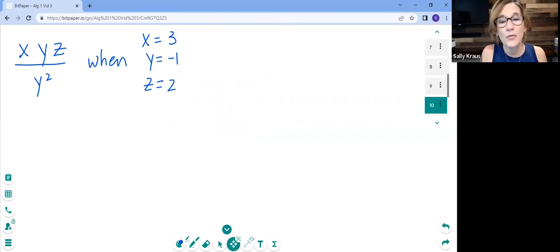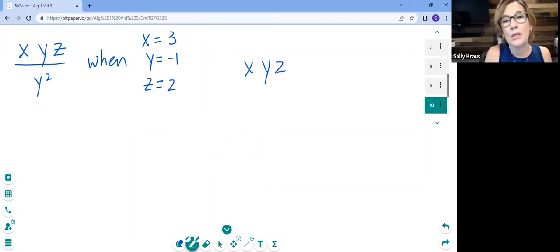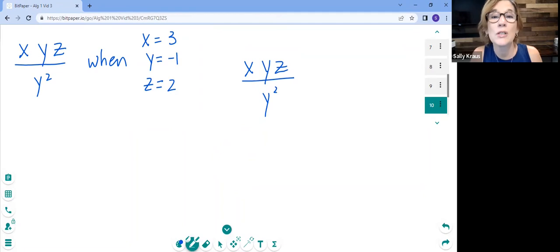All right, have another fraction, but we have some more variables in there. Evaluate x times y times z over y squared when x equals 3, y equals -1, and z equals 2. Same thing, x, y, z. And because those letters are right next to each other, it's understood multiplication in the numerator of that fraction. So it's whatever x is times whatever y is times whatever z is, all divided by y squared, or y to the second power.